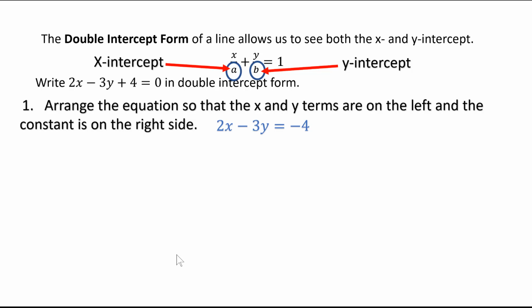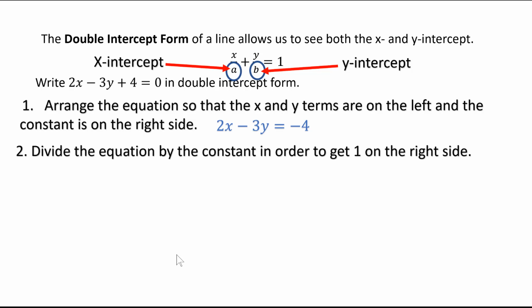Then you want to divide the whole equation by the constant, negative 4, so that you'll get 1 on the right side. So you divide everything through by negative 4, and then you'll have 1 on the right side. I just reduced it and separated the two fractions at the same time. So 2x over negative 4 would be negative 1/2 x, and then negative 3y over negative 4 would be positive 3/4 y. All right, you're almost done.